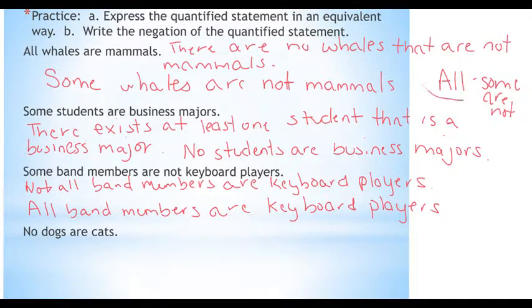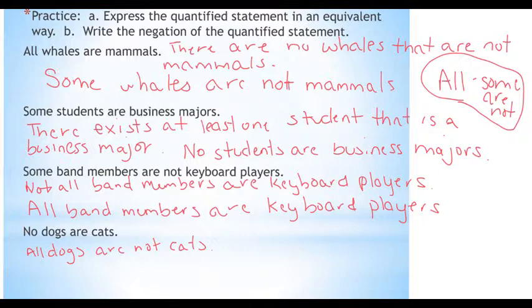So the all and some are like converses or inverses of each other. Okay. Then we have no dogs are cats. So that's our no statement. And the equivalent way to write this would be all dogs are not cats. So that's the equivalent way to write it.